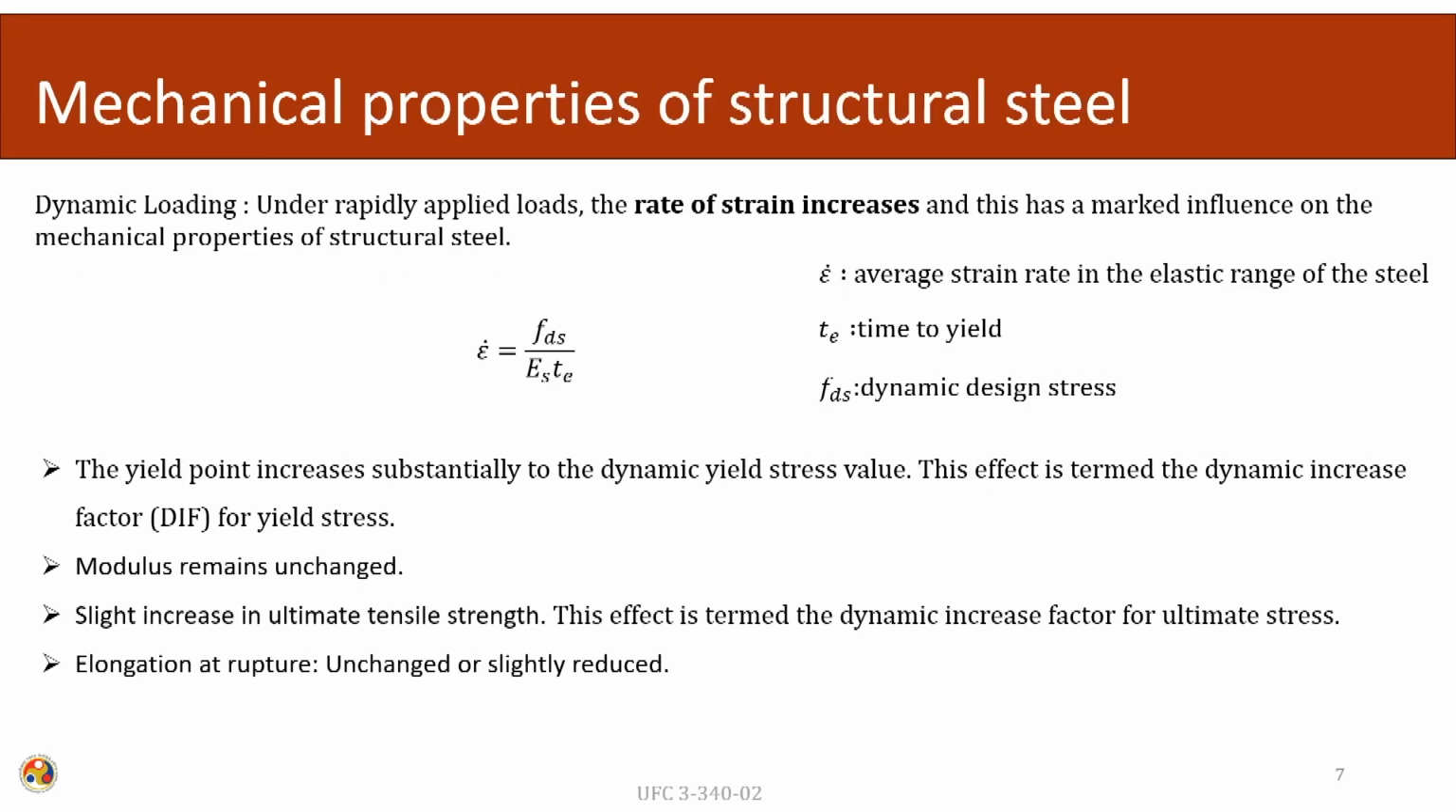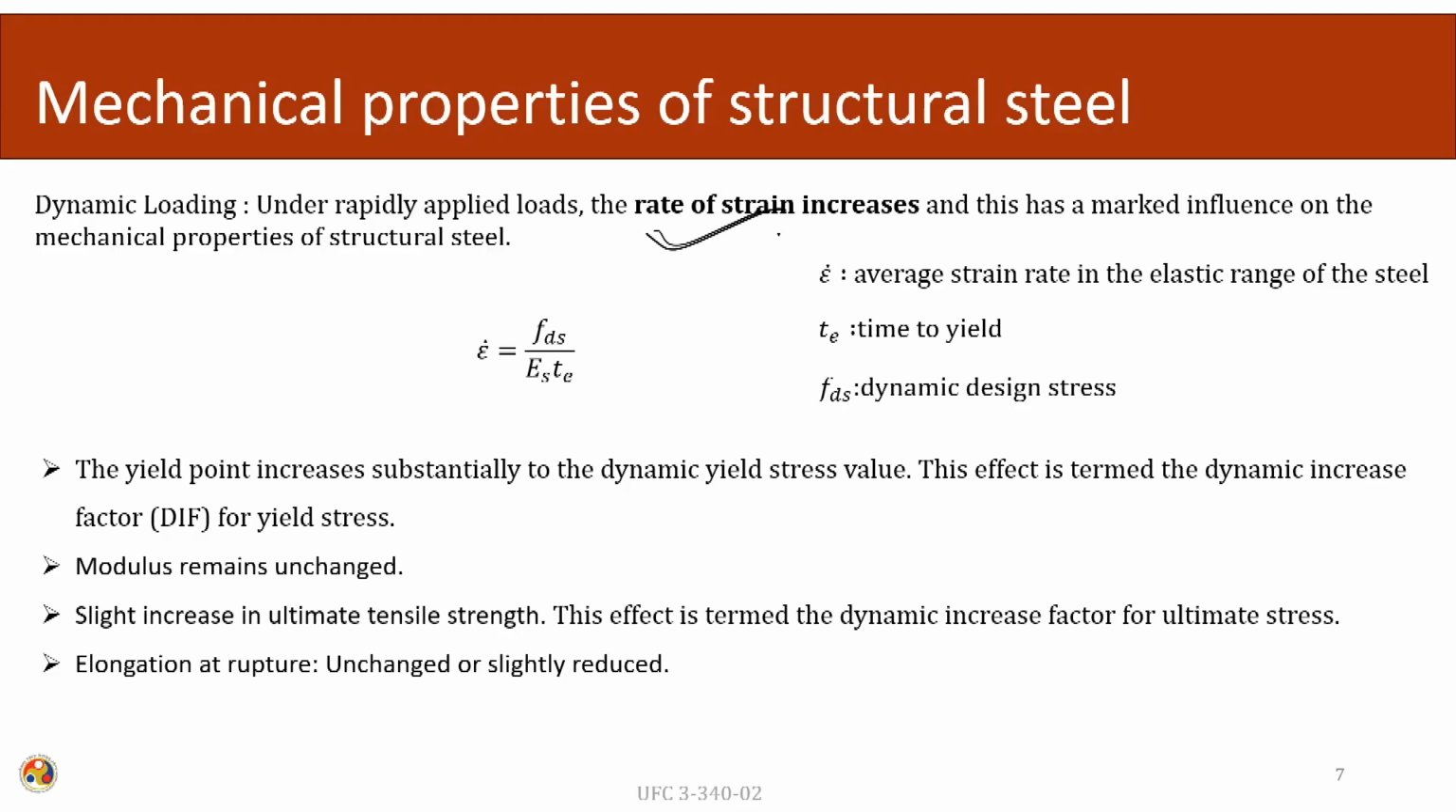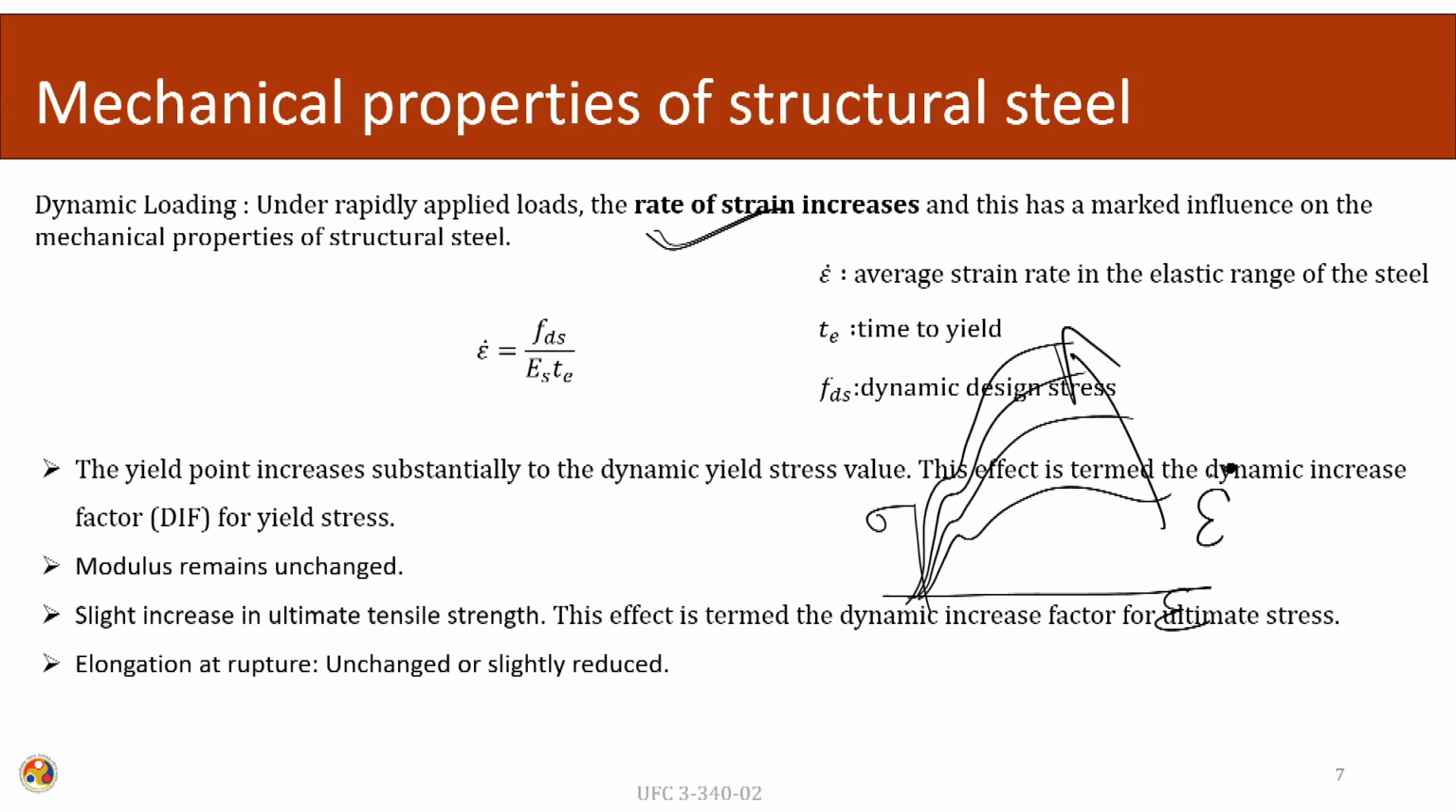So, the mechanical properties of structural steel. Under dynamic loading, the application of the loading is rapid. So, here the strain rate comes into play. We have discussed the strain rates. We have seen that the stress-strain curve depends upon the rate of loading. As the rate of loading is increased, the value of the maximum stress also increases. Though sometimes there is a loss in the strain, the stresses are increased.